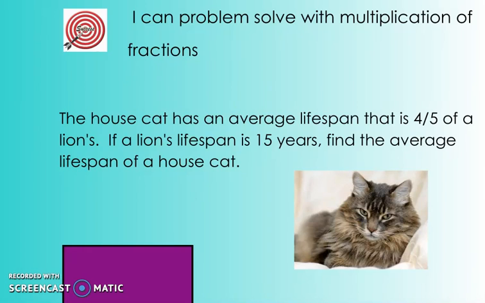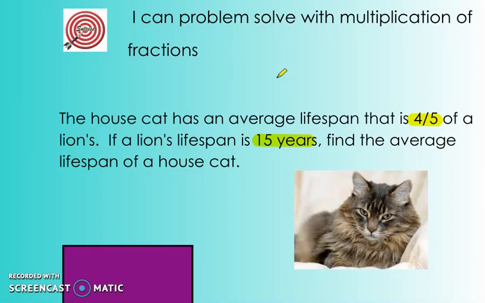It says a house cat has an average lifespan that is 4/5 of a lion's. If a lion's lifespan is 15 years, find the average lifespan of a house cat. Well, first of all, let's highlight some key information. As I look at this information, I'm trying to figure out how those two pieces, 4/5 and 15 years, are related to each other. What's their relationship?